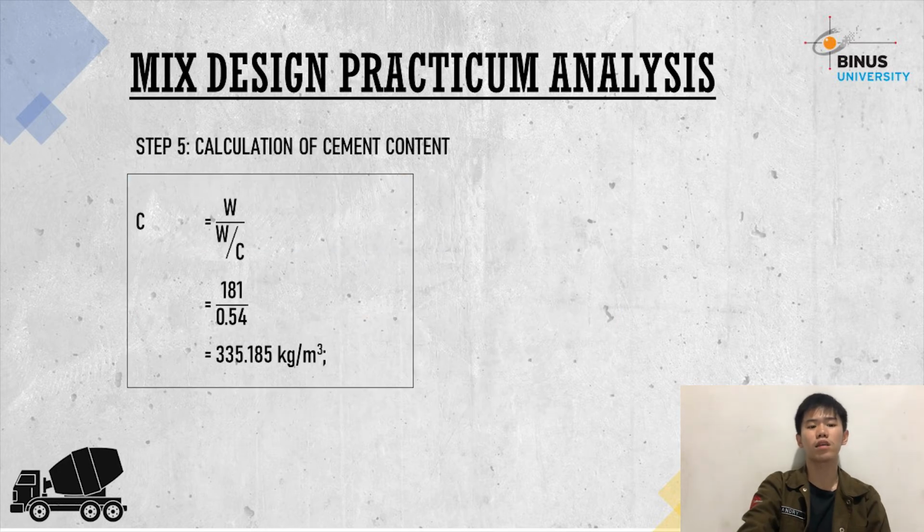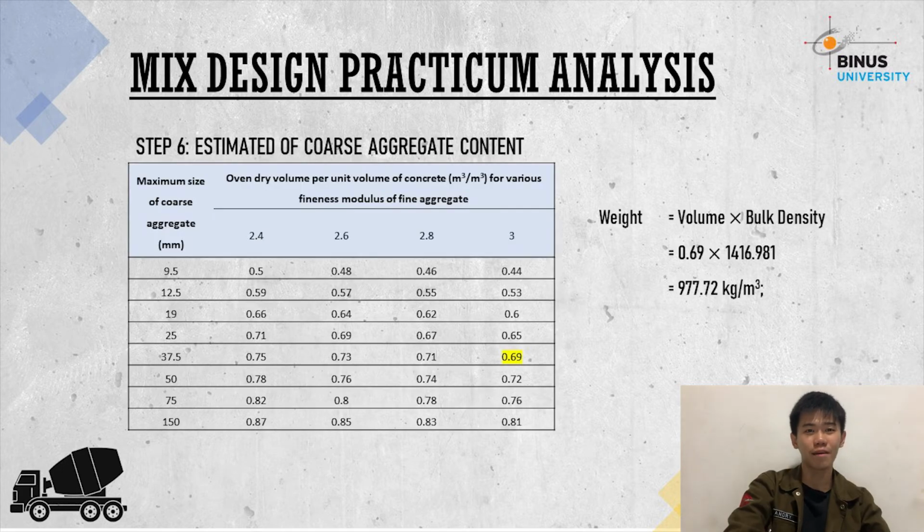After that, we can calculate the amount of cement by dividing the amount of water by the water-cement ratio, which the amount will be 335.185 kg per cubic meter. The next step is to estimate the amount of coarse aggregate. Based on the fineness modulus and the size of coarse aggregate, the volume of the coarse aggregate will be 0.69. To obtain the weight of coarse aggregate, we need to multiply the volume with the bulk density, which will obtain the amount of 977.72 kg per cubic meter coarse aggregate.